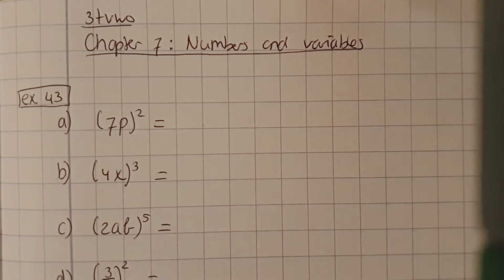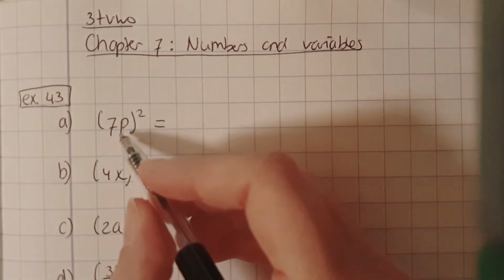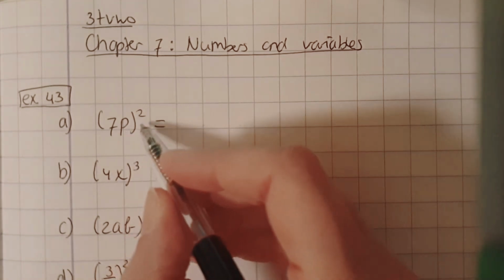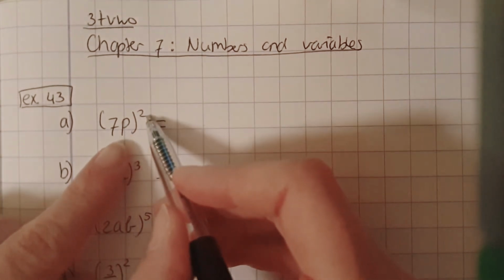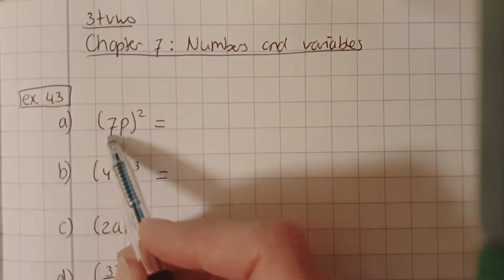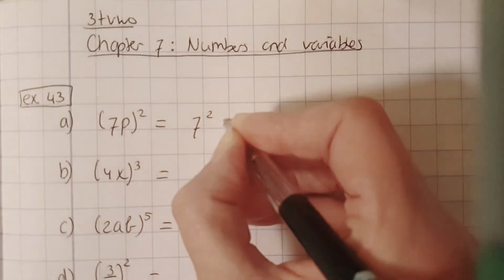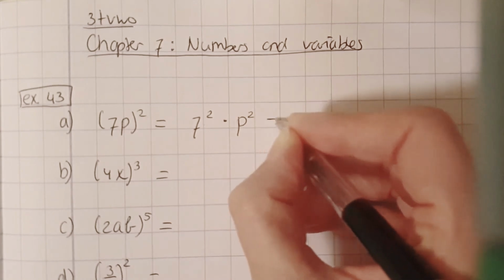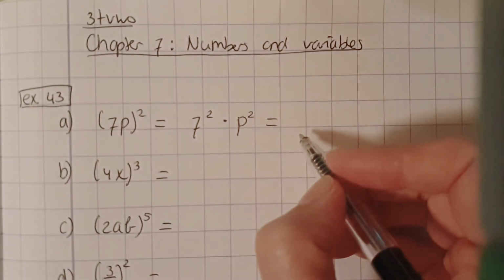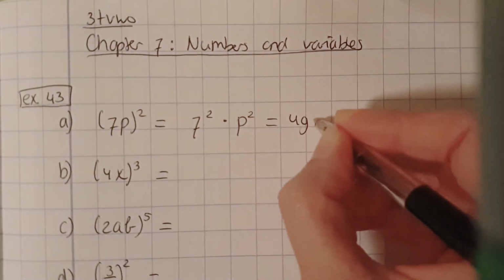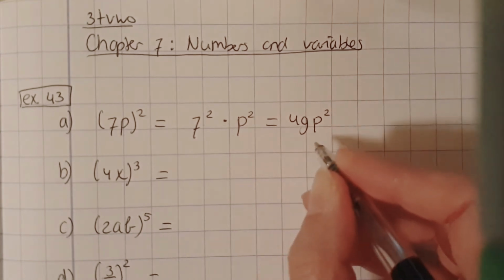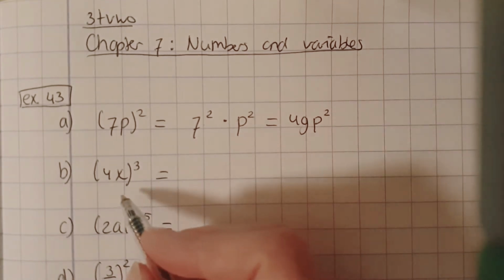All right, now 7p in brackets squared. The squared is outside of the brackets. It means you have to do this one squared and this one squared. 7 squared, there's a times in between, p squared. I can calculate 7 squared. I know that's 49, and p squared is just p squared. This is done.